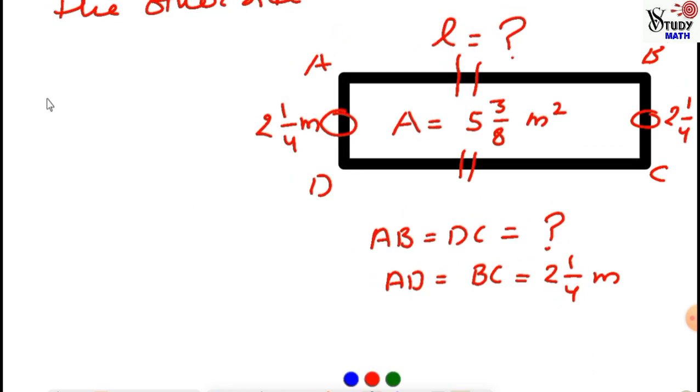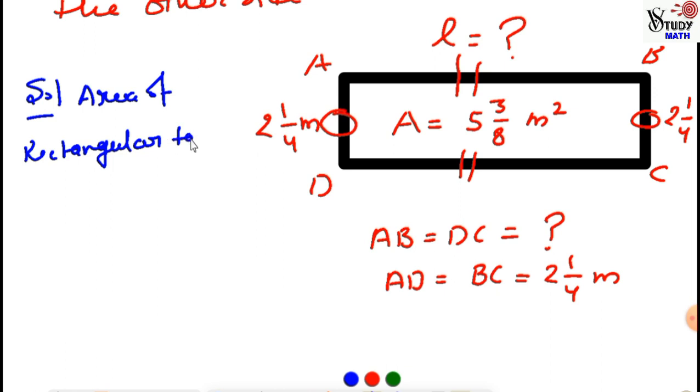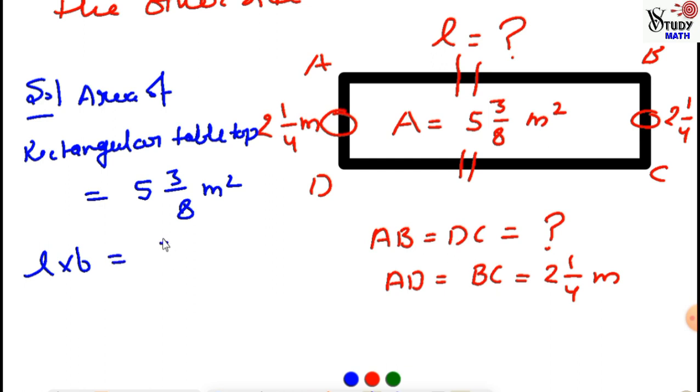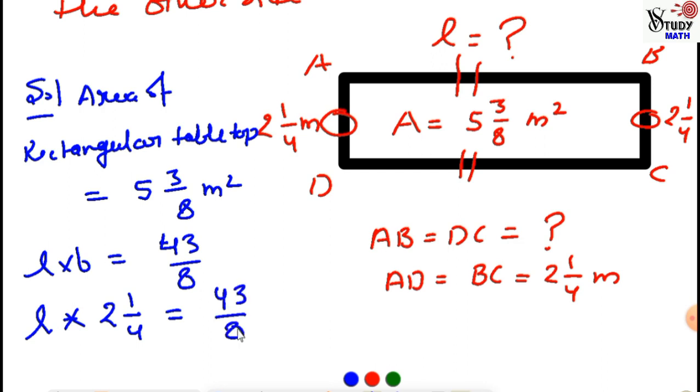Now solve. Area of rectangle. Rectangular table top will be 5 3/8 square meter, and the formula is length into breadth, which is equal to 43 by 8. We have to find the length, so length will be L and B will be 2 1/4, which equals 43 by 8. Now solve this question further. So we have length into 9/4 equal to 43 by 8.